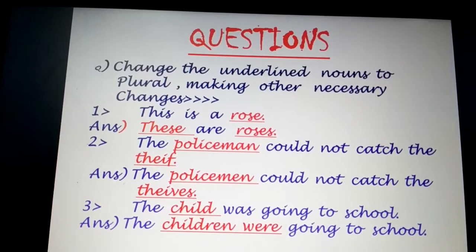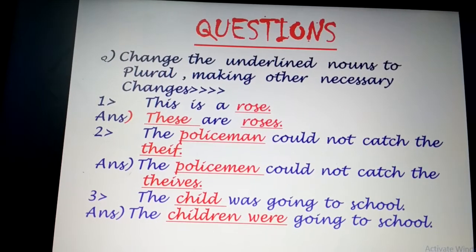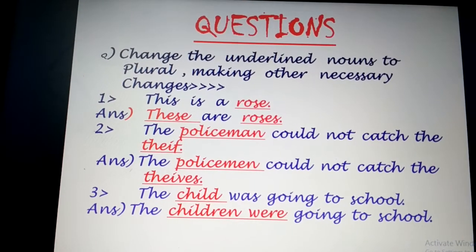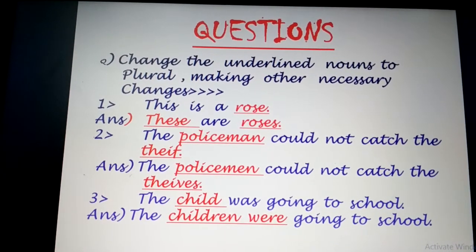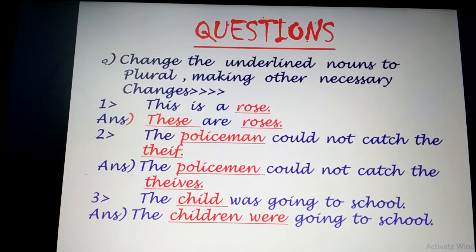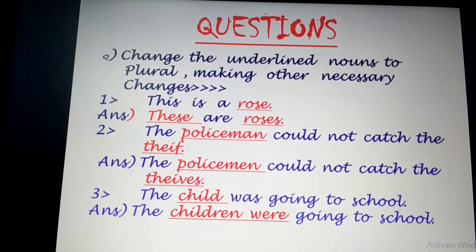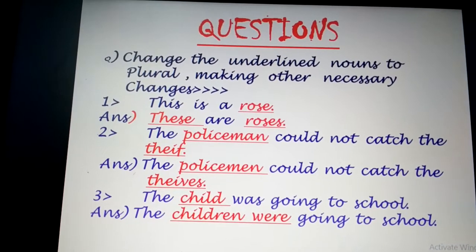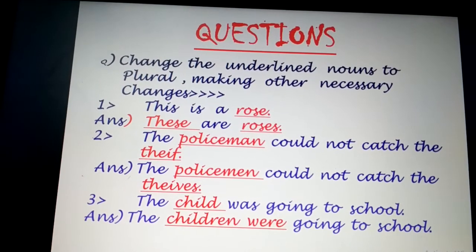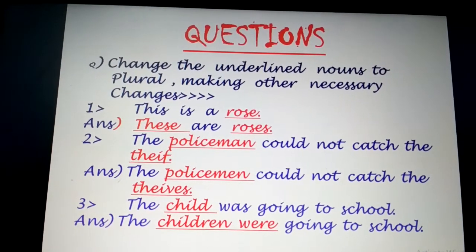The policeman could not catch the thief. The word policeman changes to policemen, and the word thief changes to thieves. The policemen could not catch the thieves. The child was going to school. The children were going to school. I hope the change is obvious here. The child, one child, but many children. The word was has been used with the singular noun child. So correspondingly, the word were will be used with a plural noun, children.